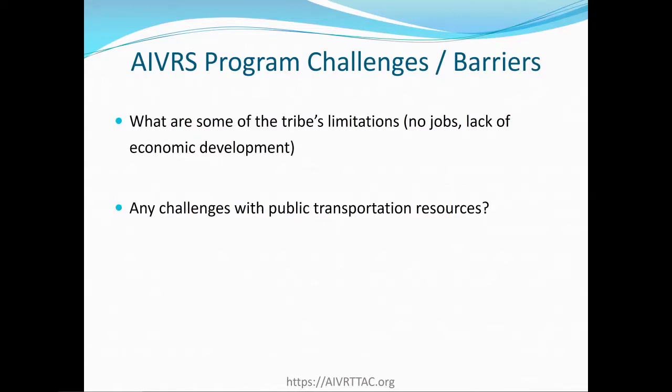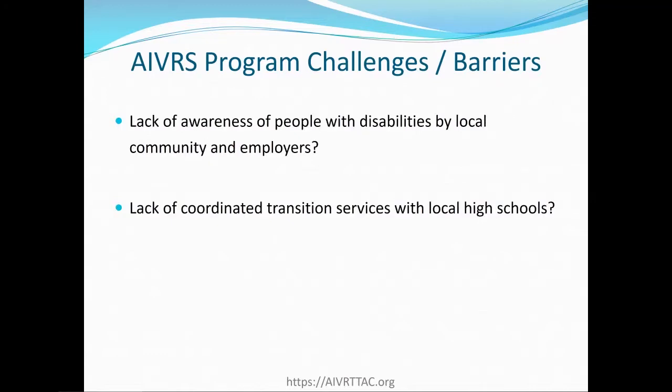Okay. So other examples to consider, limitations, so as we talked about, no jobs, lack of economic development. We know transportation is a big one. This is also a big one, the lack of awareness by the community about people with disability. And I think that's why in some of your grants, you cover outreach and orientation. And then also this, the lack of coordinated transition services with local high schools.